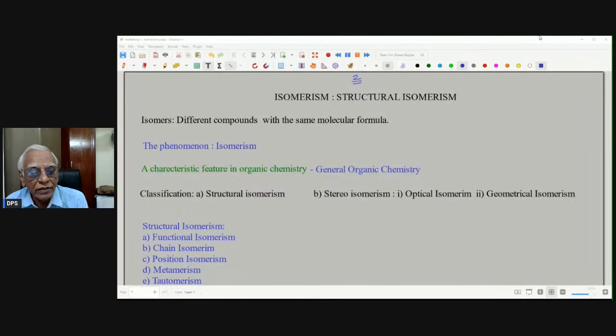Learning isomerism will definitely help you understand many more concepts in organic chemistry, for example, IUPAC naming. You are going to be thorough and you are going to learn how catenation takes place. This catenation and isomerism are important concepts in organic chemistry.